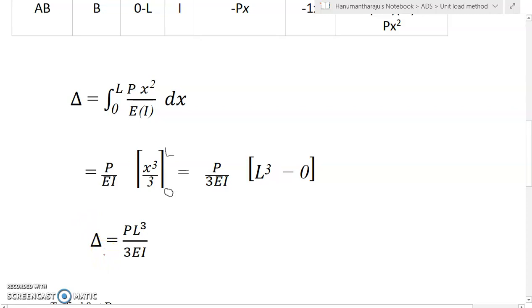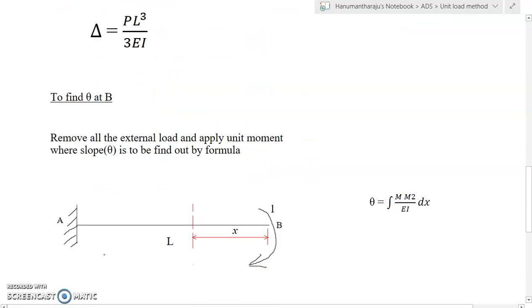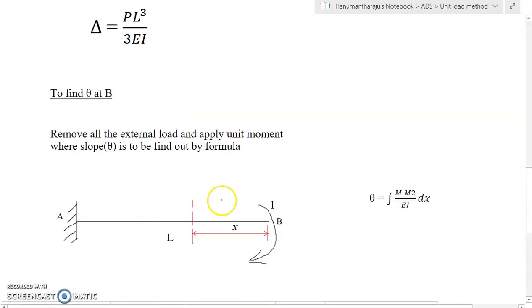Now we need to find the slope at the free end. To find the slope at the free end by unit load method, you need to remove all the external loads and you have to apply unit moment wherever the slope is required. Here we need the slope at the free end. We have removed all the external load and a unit moment is applied at the free end.